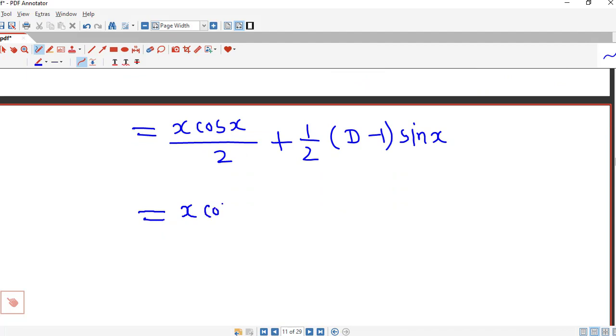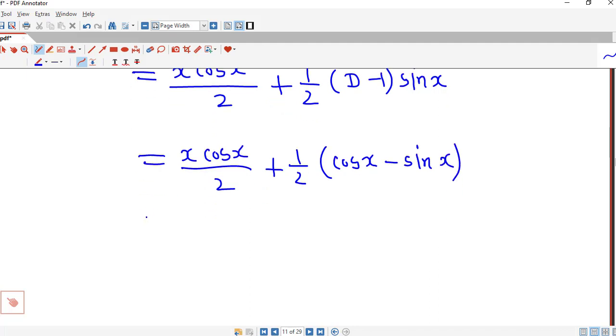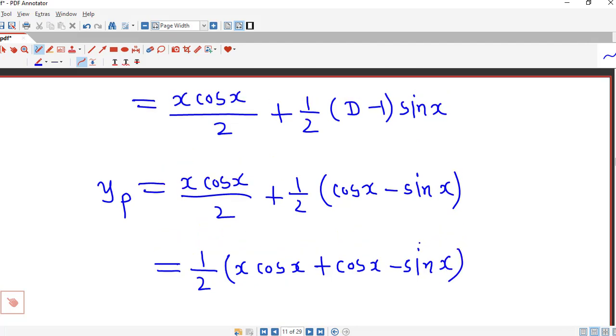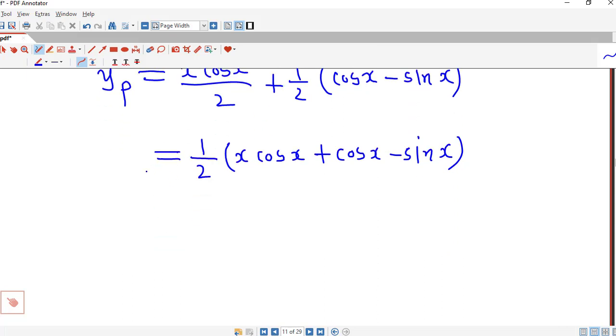Now D means derivative: x into cos x over 2 plus 1 by 2, D of sin x means the derivative of sin x, which is cos x, and minus 1 into sin x. So this is the particular integral. If we wish, we can take 1/2 common. So we have x into cos x plus cos x minus sin x. So in this way we can obtain the particular integral using this short formula.